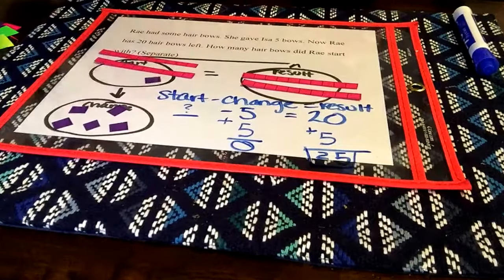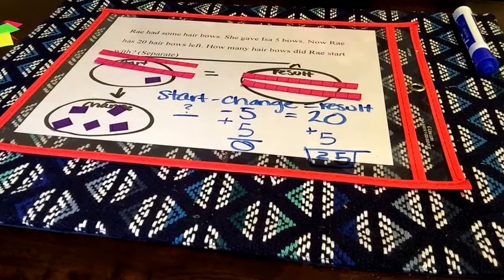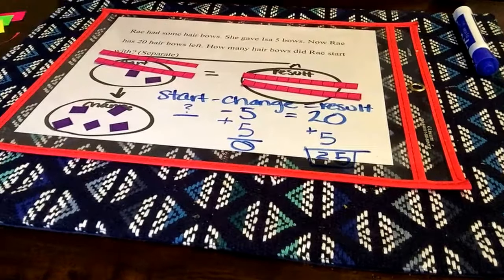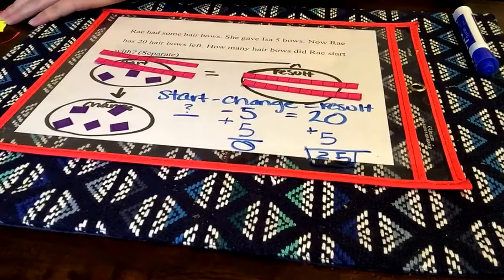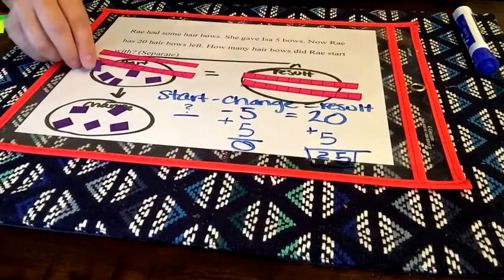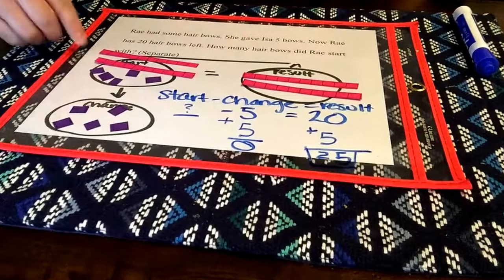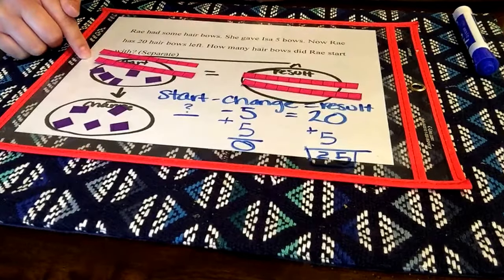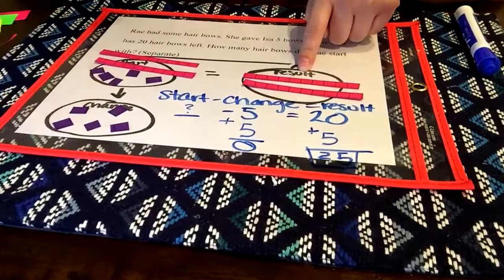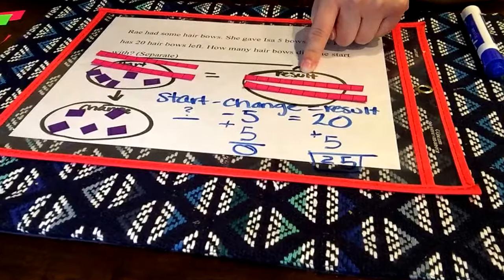So let's go and add our 5 individual units. 1, 2, 3, 4, and 5. So again, let's start from the beginning. Ray had 25 bows, gave 5 away to Isa, and so that means she has 20 bows left over.